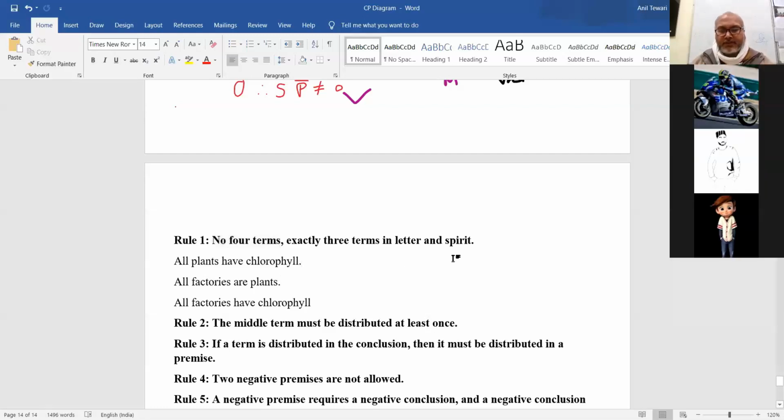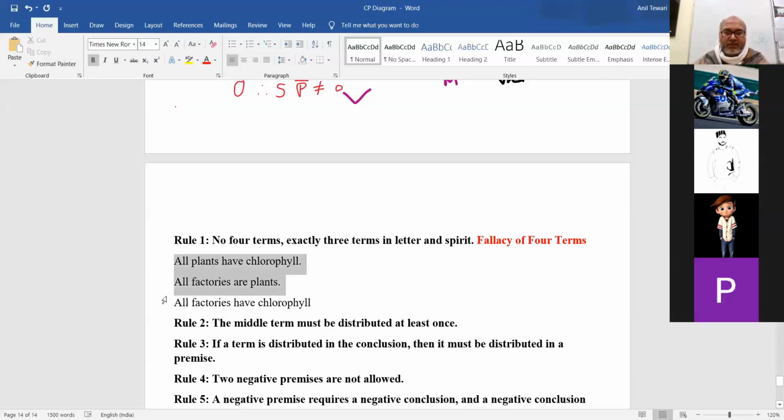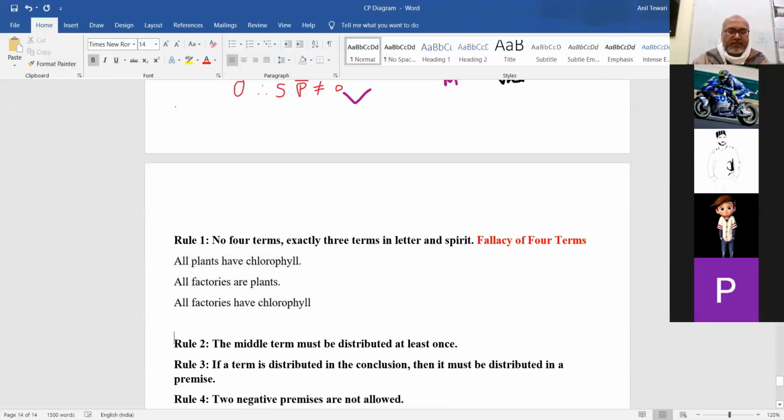And if there are 4 terms, then there will be a fallacy of 4 terms. This is a kind of figurative usage. Fallacy of 4 terms simply means that the argument involves more than 3 terms. And you know that there could be maximally 6 terms, taken all the propositions together. But you know the definition of syllogism. It says that there should be exactly 3 terms.